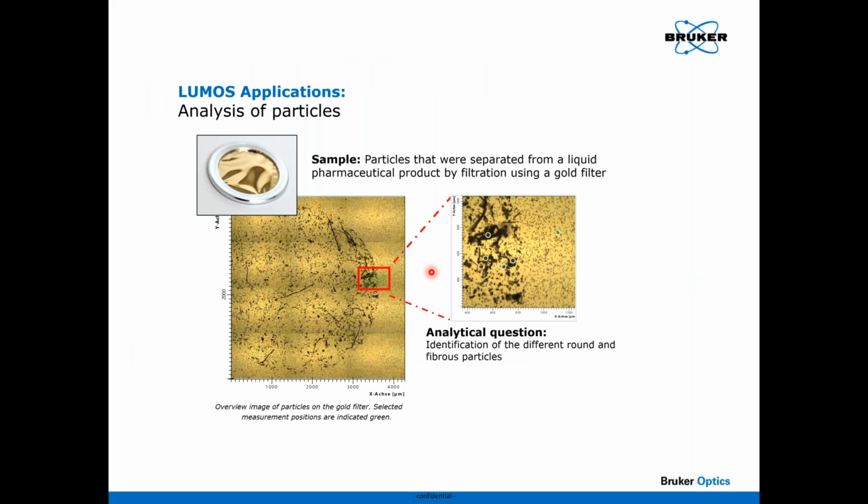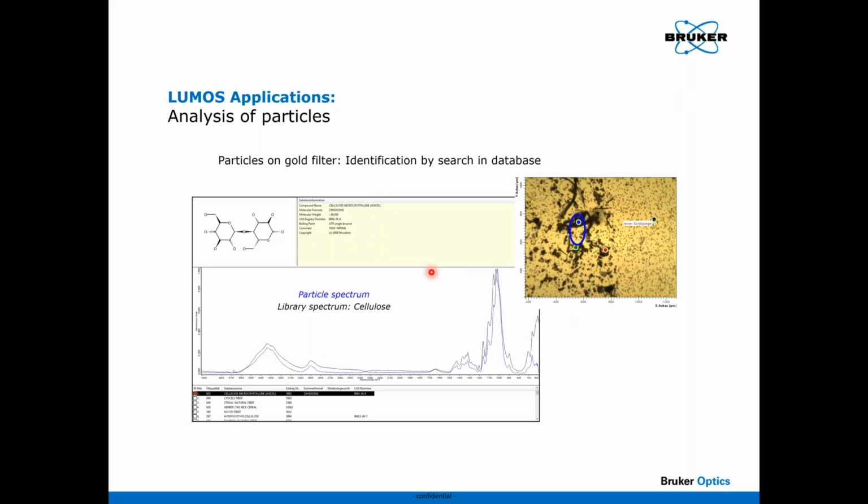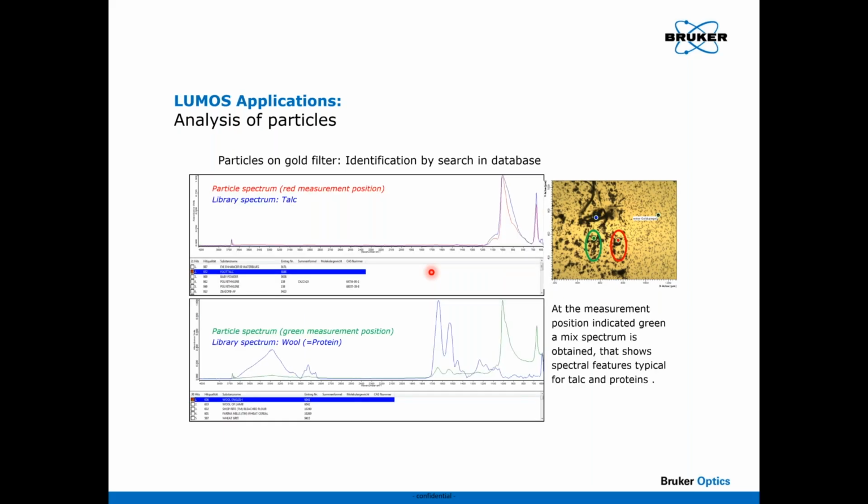And so let's look at a real world example. This is analyzing particles on a gold filter. And so there are many of them there. And so we're going to use 10 seconds per position. And then we can quickly and easily right-click on the resultant spectra and see again we have cellulose there. We can also see in another spot that we have wool, again a very nice match, and we also have talc. So 3 different items very quickly and easily.